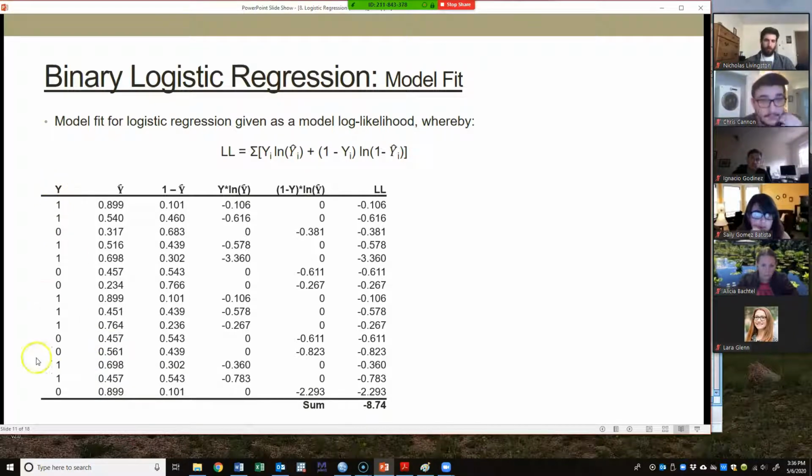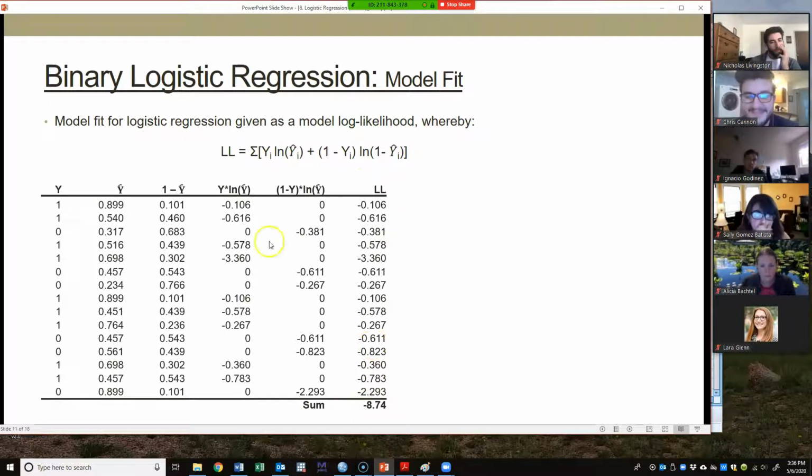So here we have our outcome. This is whether or not people fell or not. Here's our expected probability for everybody in the set. Did they fall or not? And then we can take 1 minus that probability, which gives us 1 minus y hat. Then we can take y times the natural log of y hat, plus 1 minus y times the natural log of 1 minus y hat, and then we get our log likelihood value here.